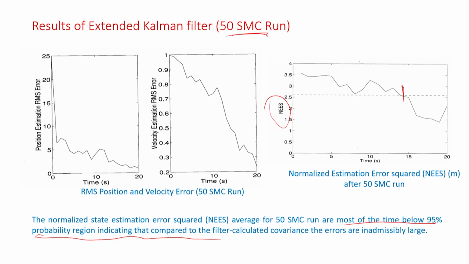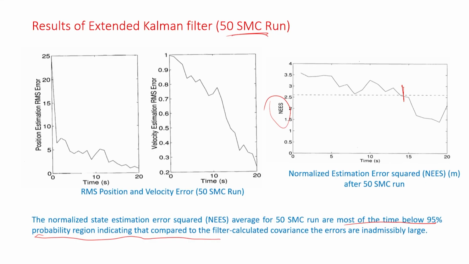or not. Because I told you, whenever you do not have any truth, how will you check? You check your innovation. Innovation has to be zero mean, that means there is no measurement bias, plus it has to be chi-square distributed, and chi-square distributed means 95% confidence interval. So, the innovation error squared has to be within your 95% confidence interval, but here it is losing. We can clearly see it in this plot. It is clearly going below the 90%.